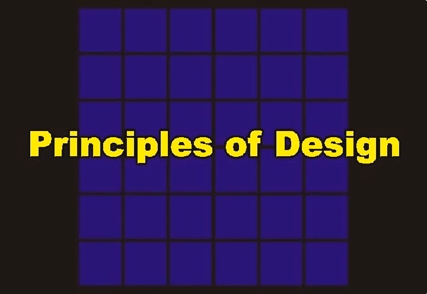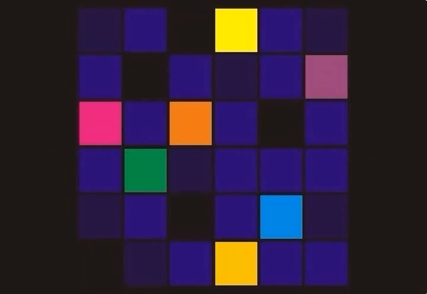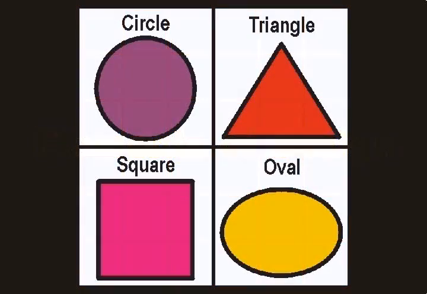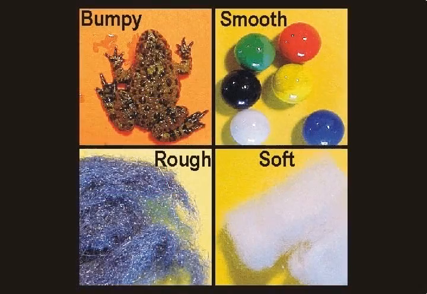The Ontario Visual Arts curriculum requires that students learn about elements and principles of design. Starting at the grade 1 level, students learn that elements of design are the basic building blocks of artwork. They are shapes, forms, colors, lines, textures, and space.